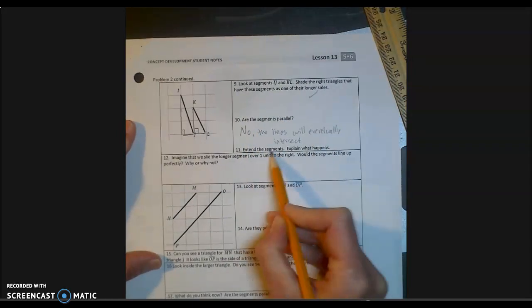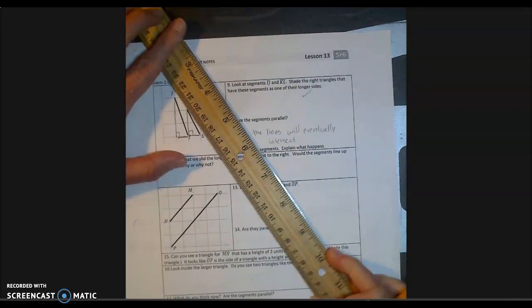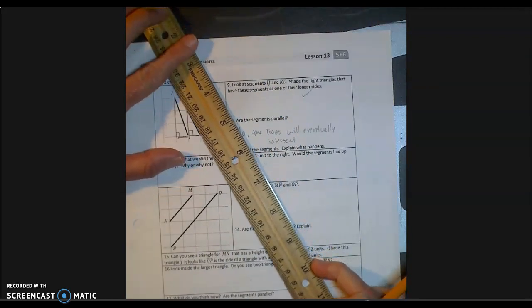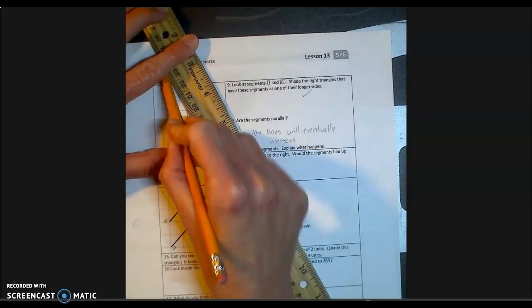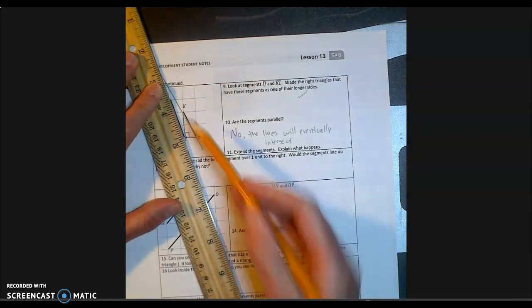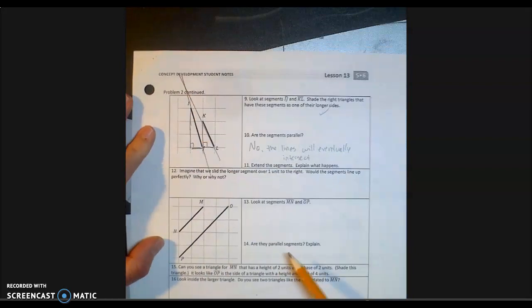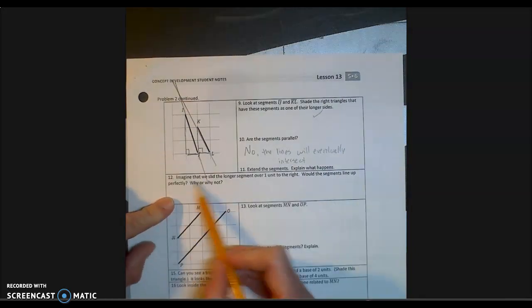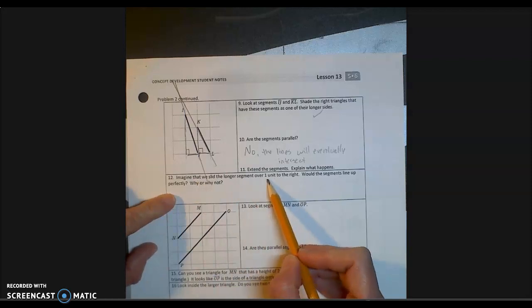Alright, it says extend the segments, and yeah, we already explained what is going to happen. So if I extend that, yes, Mrs. Delahunt is right. They do eventually intersect.